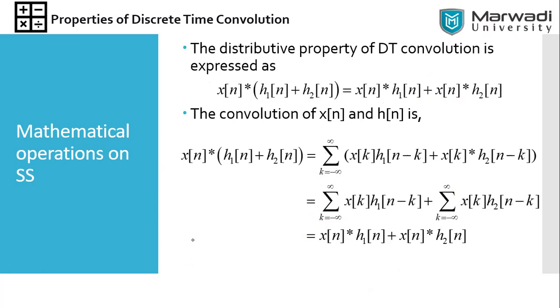Okay, now the distributive property. The distributive property of discrete time convolution is expressed as x of n convoluted with the bracket h1 of n plus h2 of n, and this is equal to, you can distribute it. You can multiply x of n with h1 of n, and x of n with h2 of n. So you can write this as x of n convoluted with h1 of n plus x of n convoluted with h2 of n.